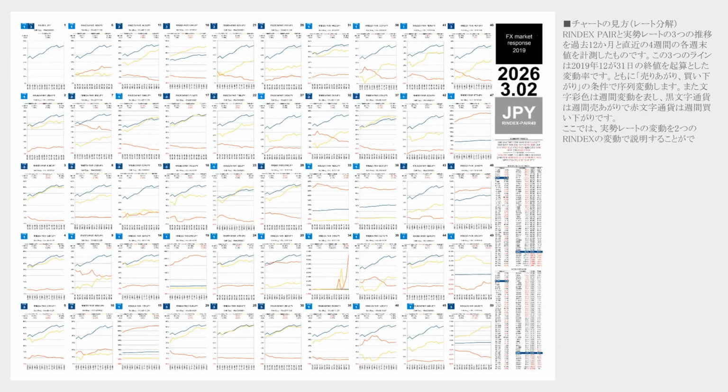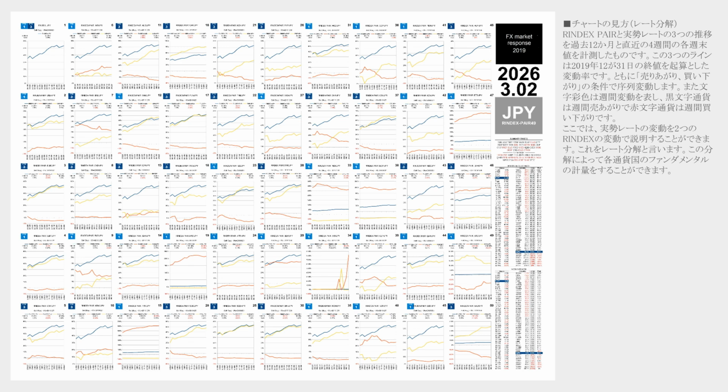How to read the chart, rate decomposition. These charts measure the trends of the RINDEX pair and the market rate, measured at each weekend for the past 12 months and the most recent 4 weeks. These 3 lines represent the volatility rate, calculated from the closing price on December 31, 2019. Both are ordered by selling up and buying down.